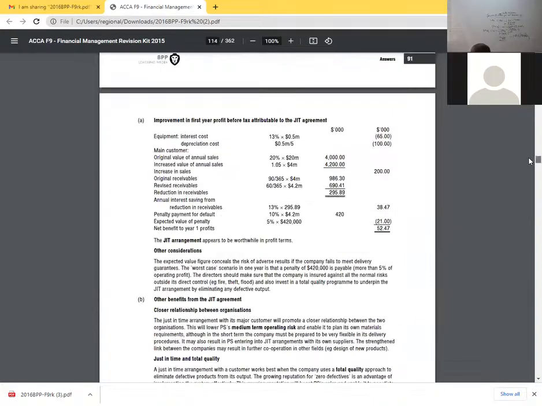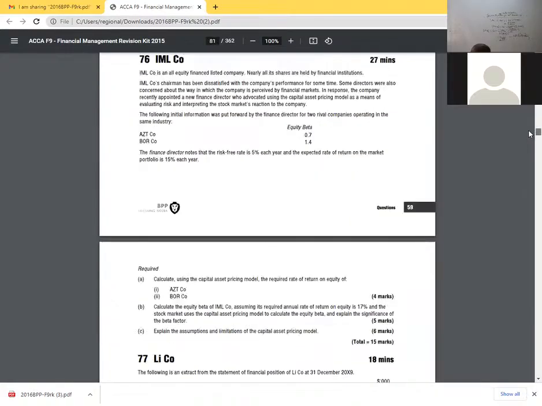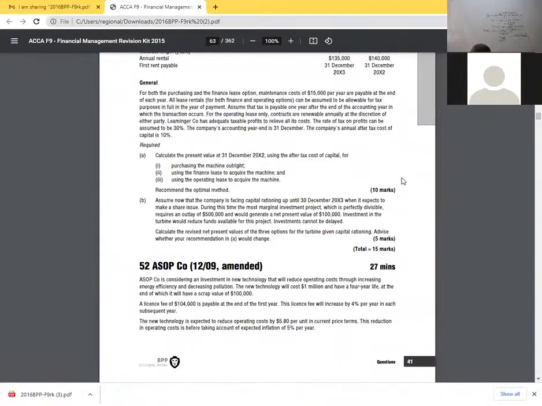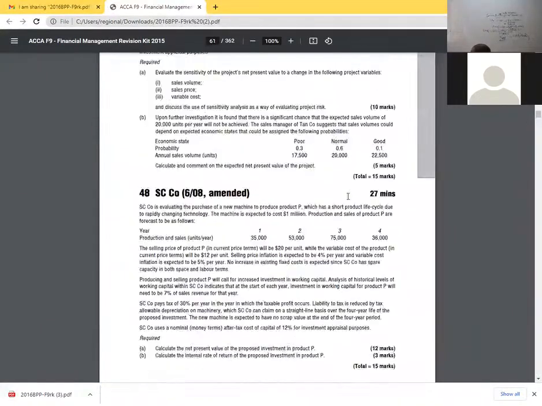Great. So how about part B of this question? Quite an easy one. Part B of this question is very easy.